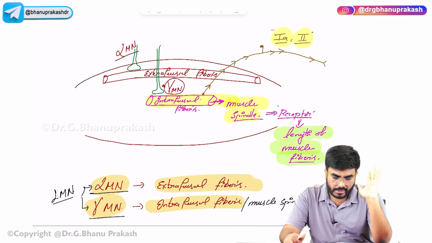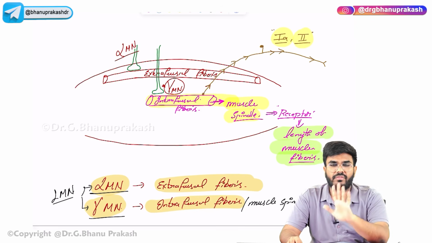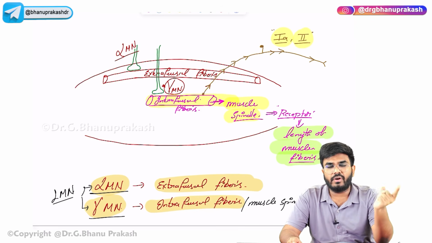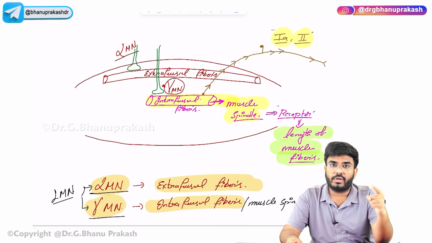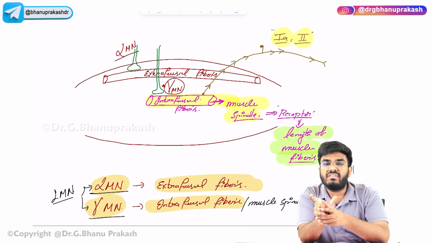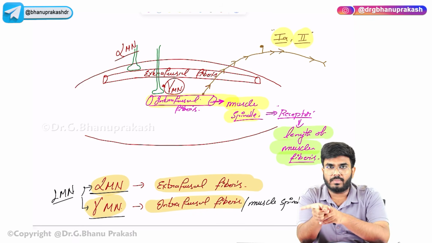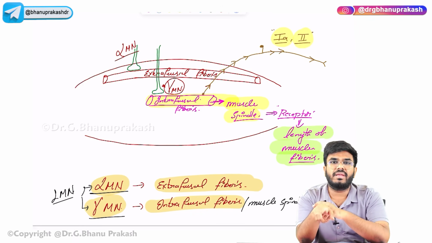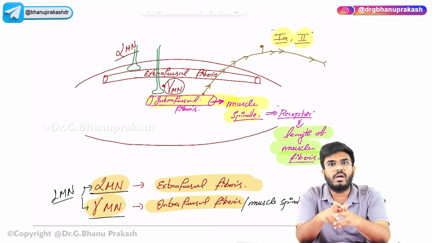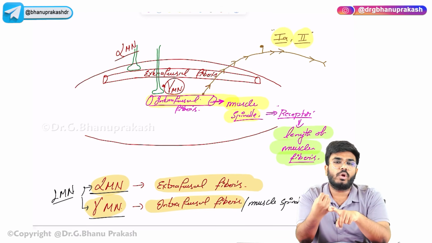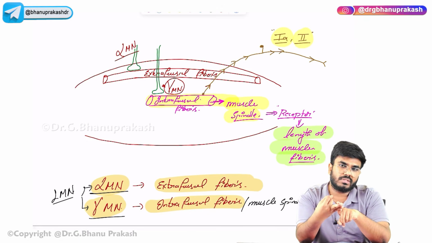Now you tell me, in the muscle there are two types of fibers: extrafusal and intrafusal fibers. Extrafusal fibers are innervated by alpha motor neurons. Intrafusal fibers are innervated by gamma motor neurons. Now muscle spindles have both sensory supply as well as motor supply. Motor supply is the gamma motor neuron, sensory supply is the primary 1A fiber and secondary fiber. How many types of lower motor neurons are there? There are two types of lower motor neurons: alpha motor neurons and gamma motor neurons.